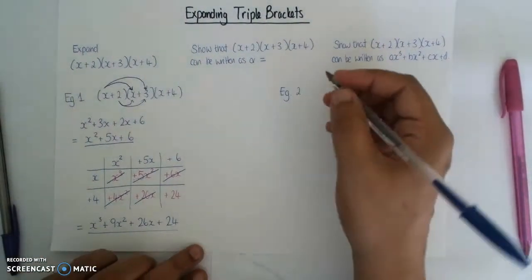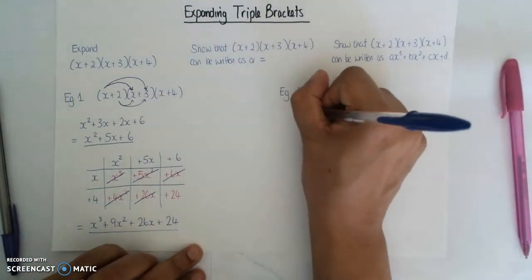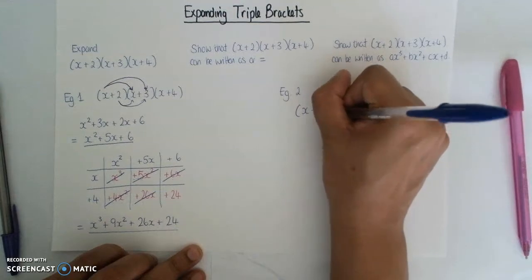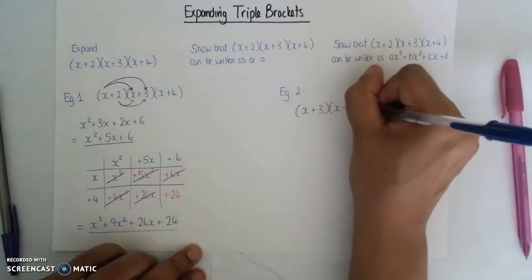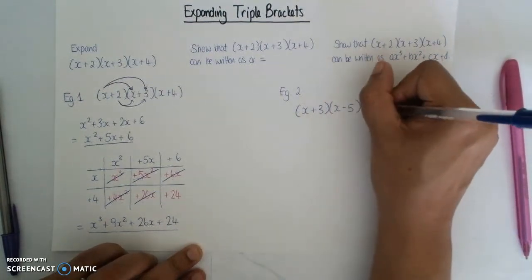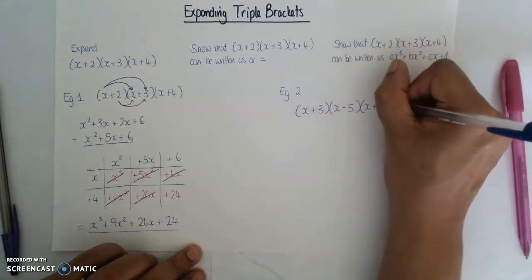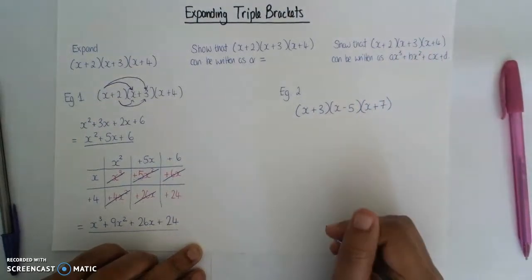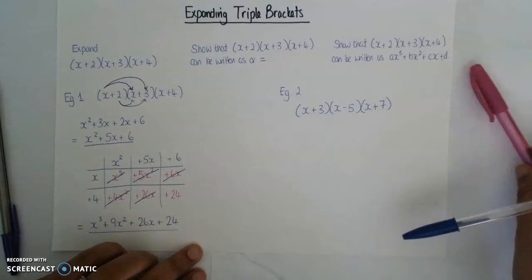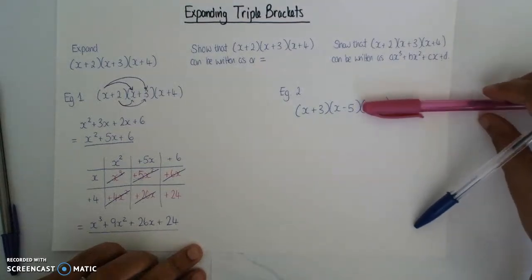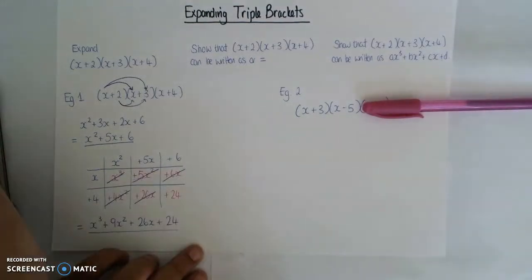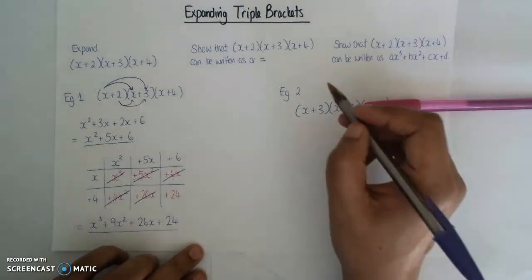Let's throw in a negative. What should we do? Let's do x plus 3. We'll do an x minus 5. And then we'll do x plus 7. So, same thing again. I'm going to just cover that last one up. Pick two brackets. I'll pick the first two. Let's multiply out and simplify those first two brackets.